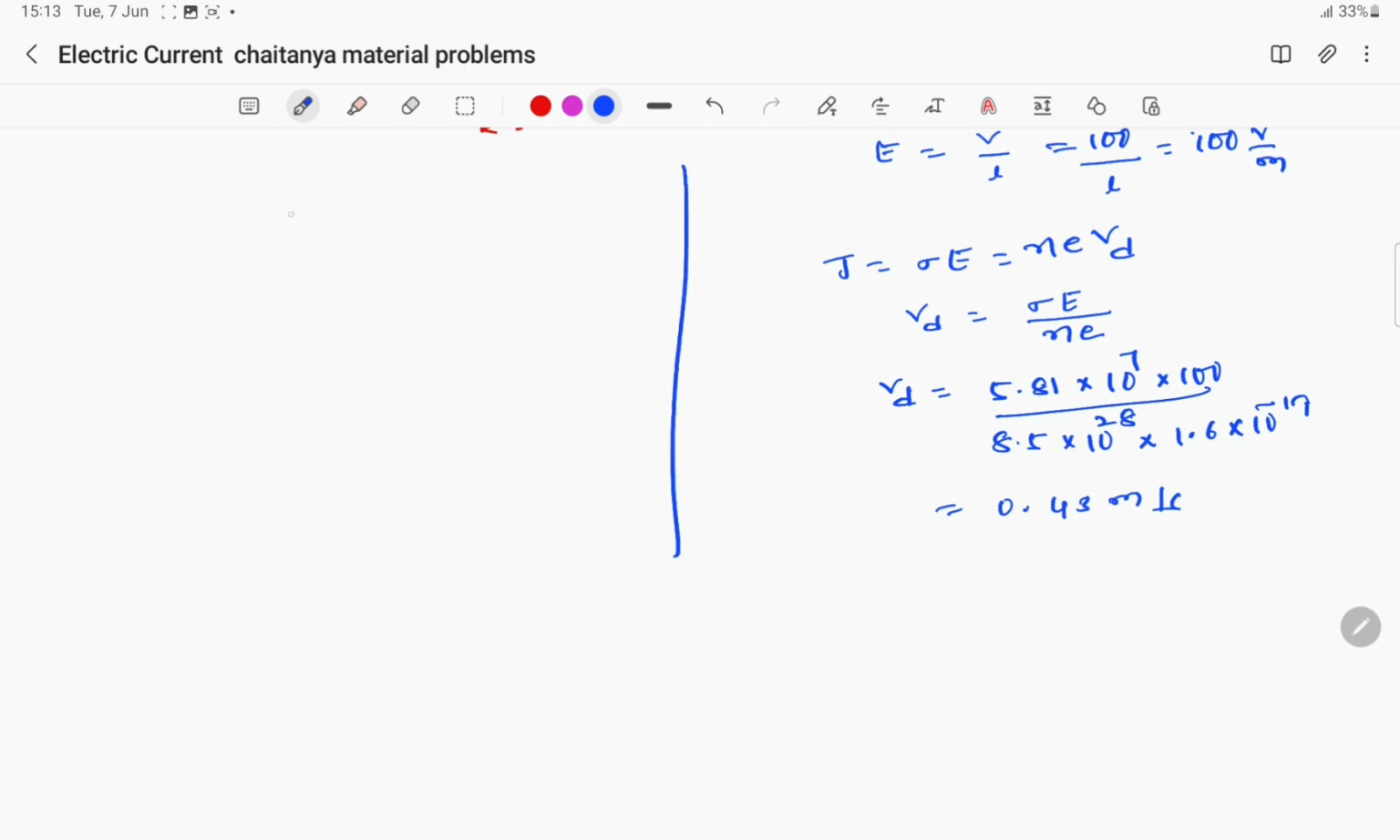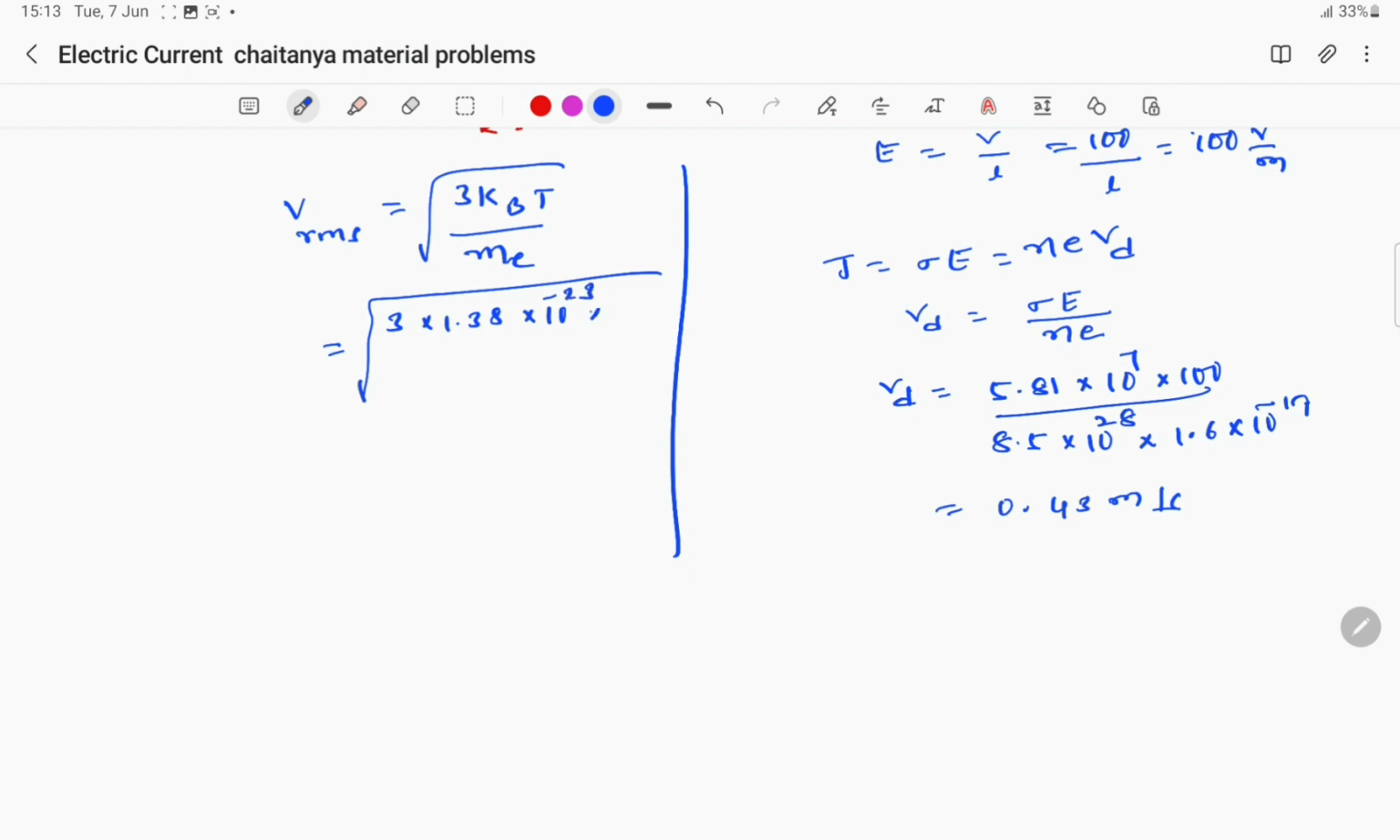Now let us find out the thermal velocity. Vrms is equal to the root of 3 k_B T divided by the mass of electron. Here 3 into the Boltzmann constant 1.38 into 10 to the power of minus 23, into the given temperature 300 Kelvin after conversion, and the mass of electron 9.1 into 10 to the power of minus 31. After calculation we get 1.17 into 10 to the power of 5 meter per second.